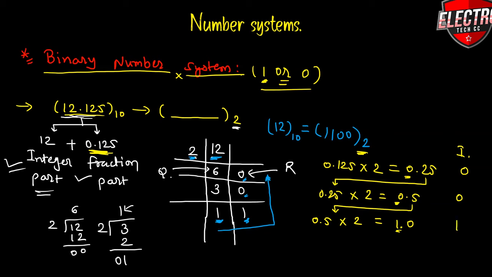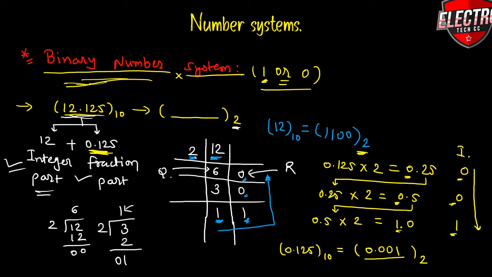Now what you have to do is write the integer parts from upside to downside, the reverse of the earlier process. So the conversion of the decimal fraction 0.125 into the binary number system, from upside to bottom side, is 0.001: first bit 0, second bit 0, and third bit 1. So this is the process of the binary number system.